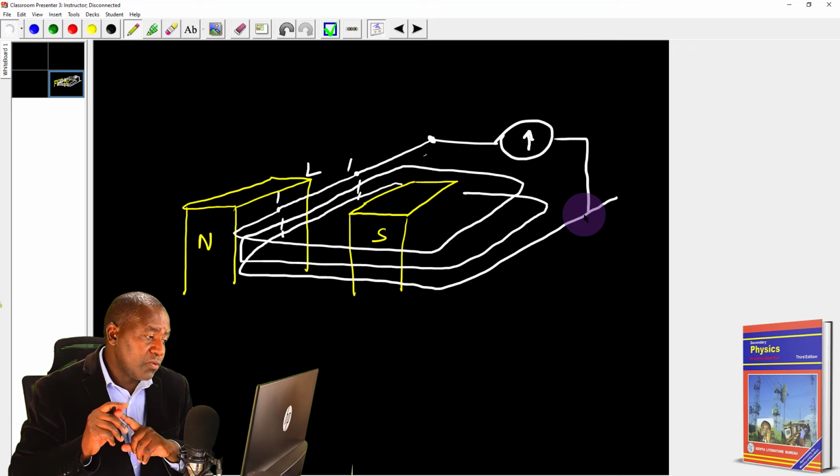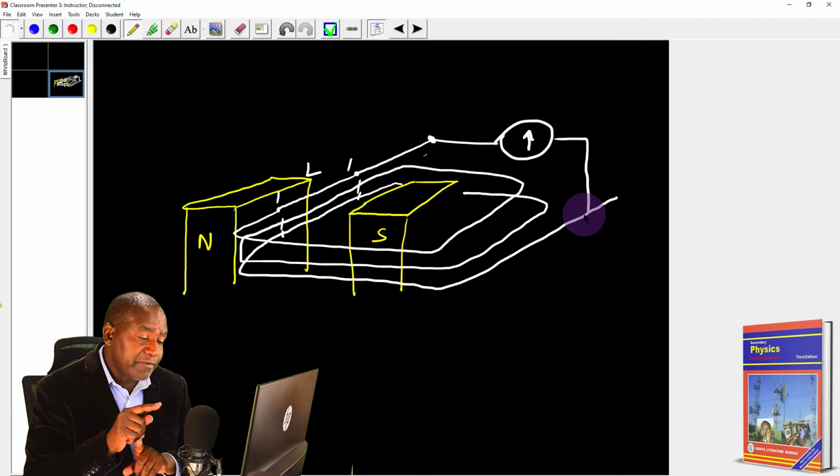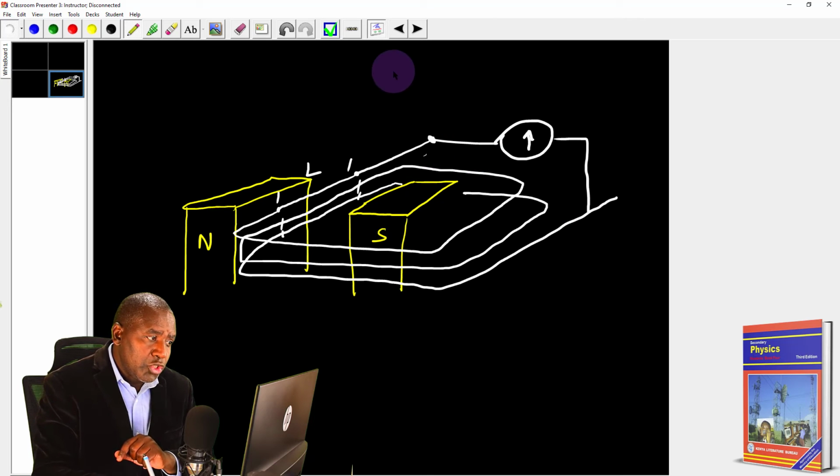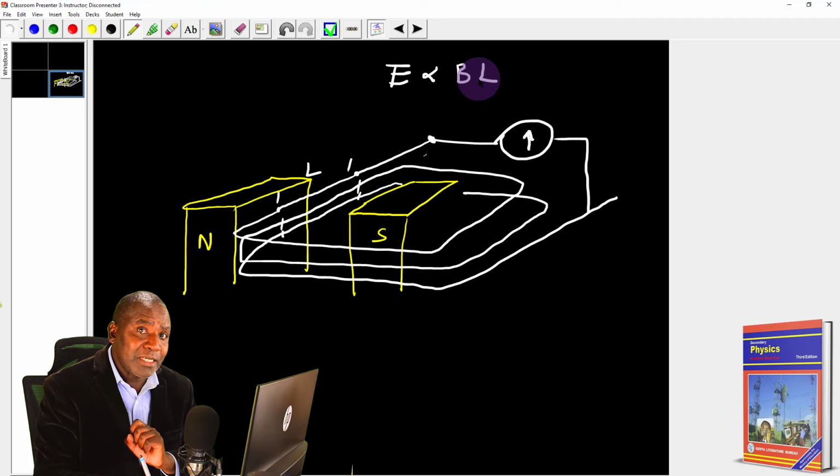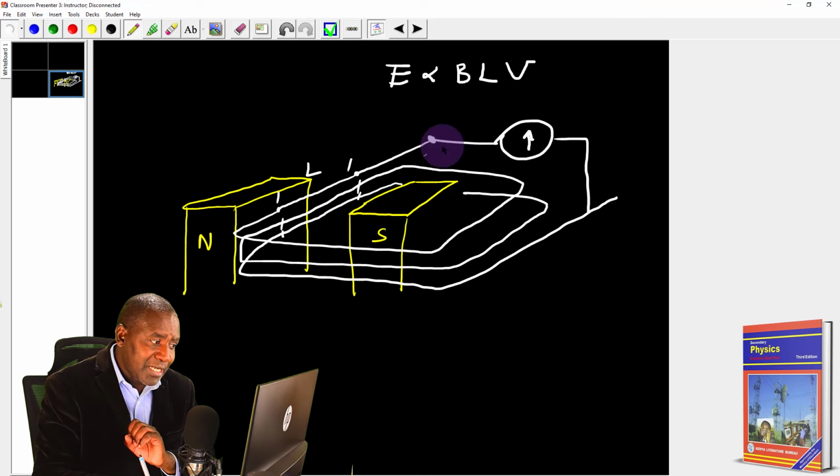So factor number 1 was the strength of the magnet. The induced EMF is directly proportional to the strength of the magnetic field, B. We usually use B to represent the strength of the magnetic field. The other one is the length of the conductor within the magnetic field. The other one is the speed of the conductor. Move the conductor up and down at a higher speed and you're going to generate more EMF.